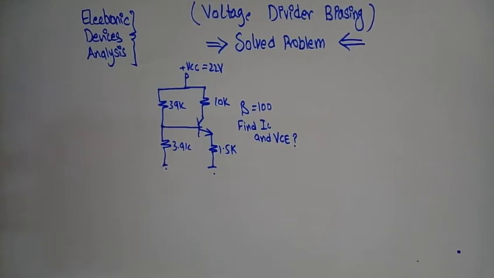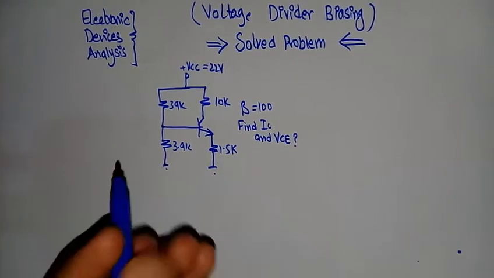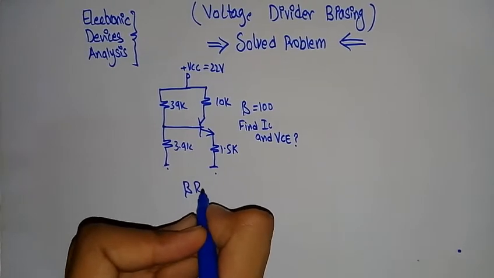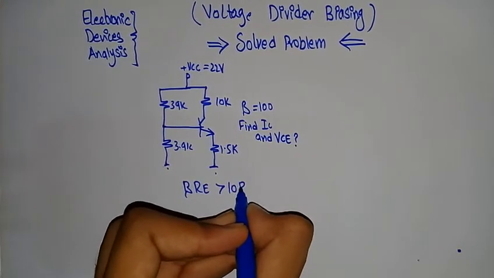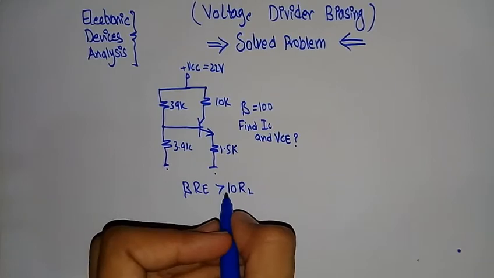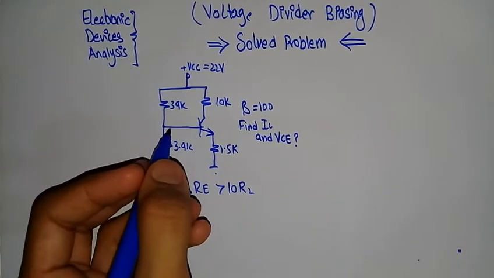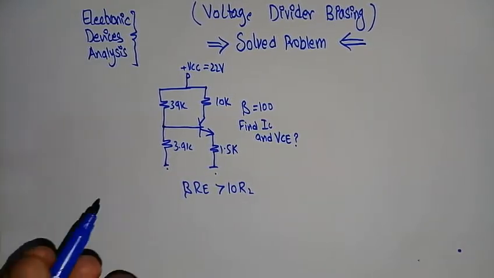So guys, in this lecture we will solve a problem based on voltage divider biasing. As you know, to solve the voltage divider biasing circuit there are two methods, the Thevenin's method and the approximate method. First of all, we see if the condition beta times Re is greater than 10 times R2. If this condition is satisfied, then we apply the approximate method, otherwise we will apply Thevenin's method to that circuit.